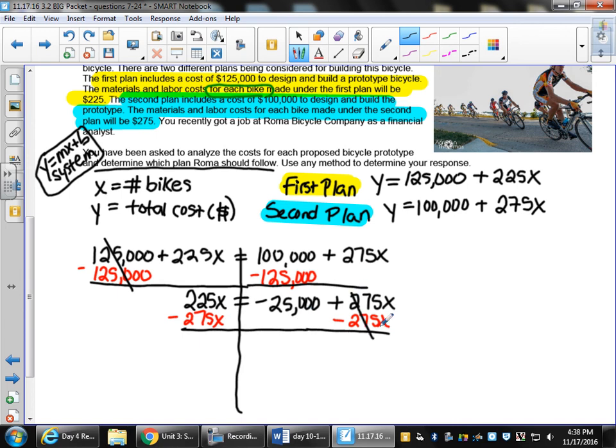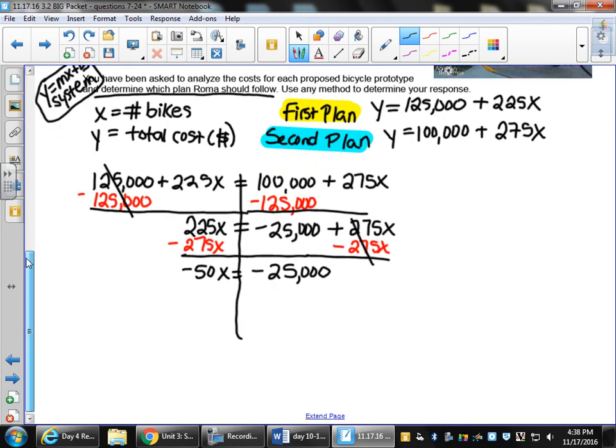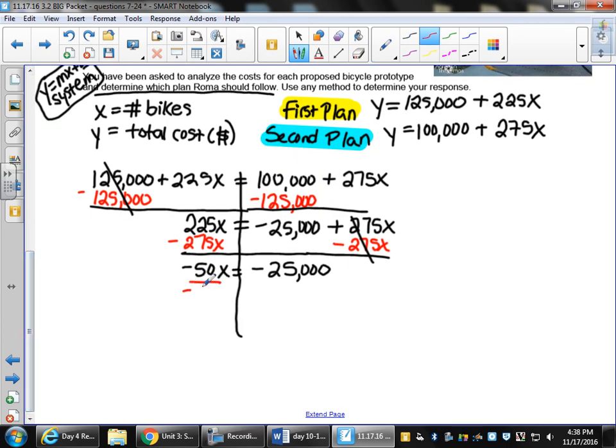225 minus 275 gets us a negative 50x equals negative 25,000. Now at first, this negative is a red flag. We can't have negative bikes, negative money. But I see that I'm about to have a negative divided by a negative, so I know I'm okay. If this did not happen, check your work, because we can't have negative bikes or money. So I know, like I said, negative divided by negative is a positive, so I'm just going to use the calculator to do 25,000 divided by 50, and I get 500.